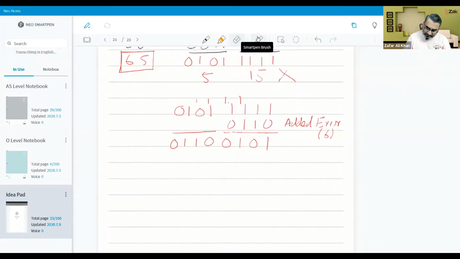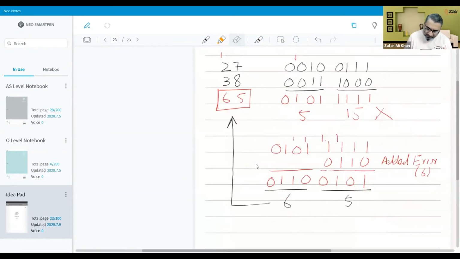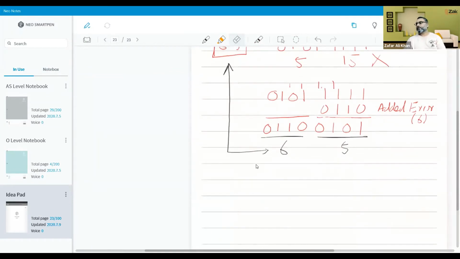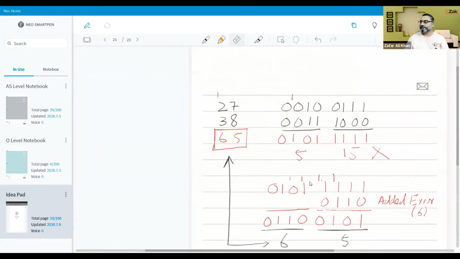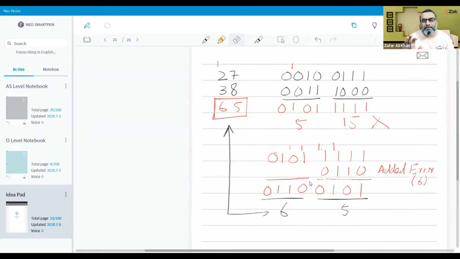After adding, this is 101, which is 5. 1, 2, 4. 4 plus 1, 5. And what is this? 6. Do you see what we are expecting over here? So this is 65. You might not be asked to add numbers and all.